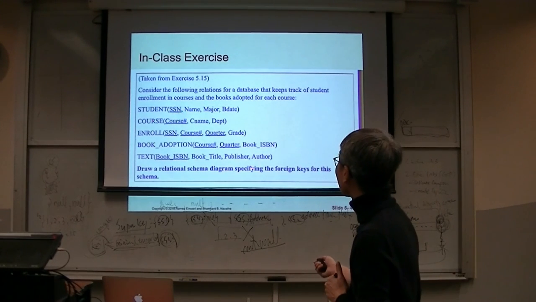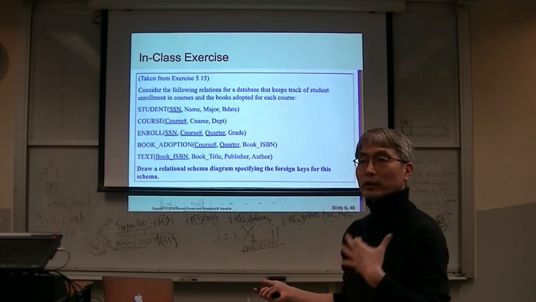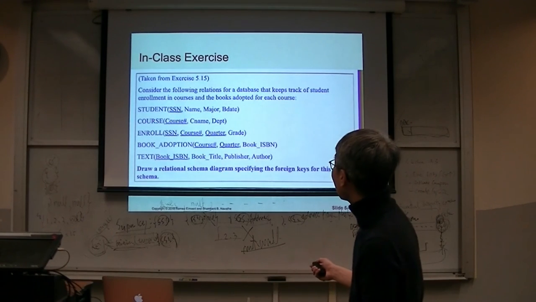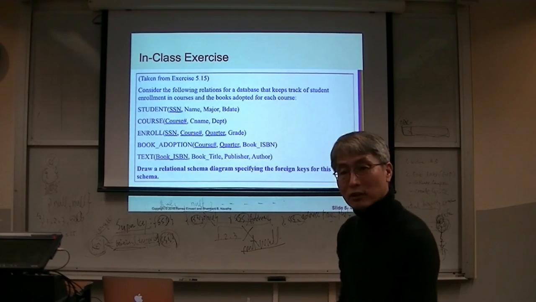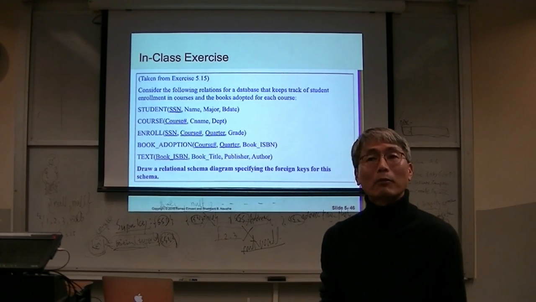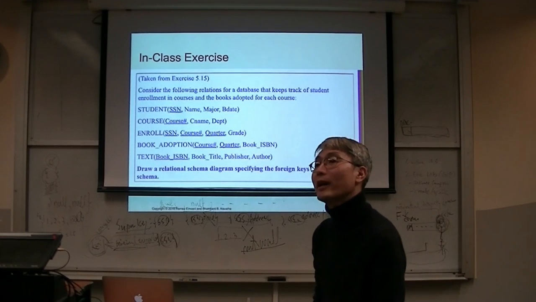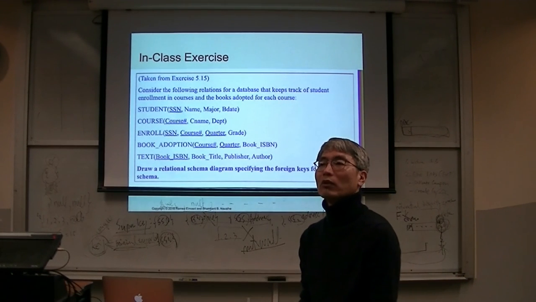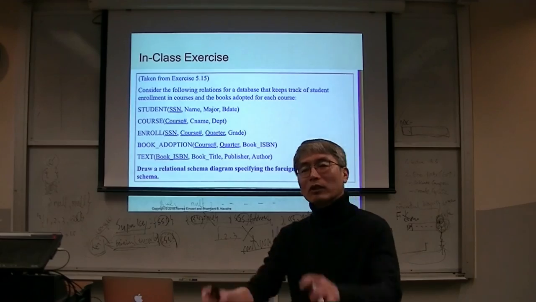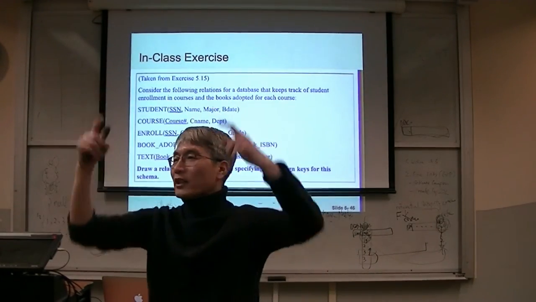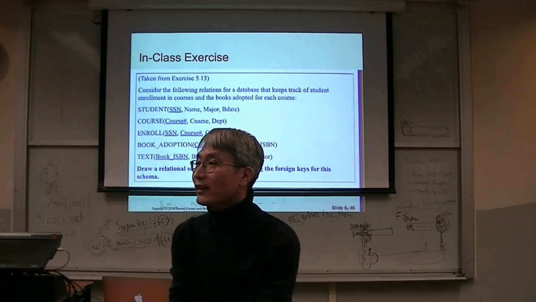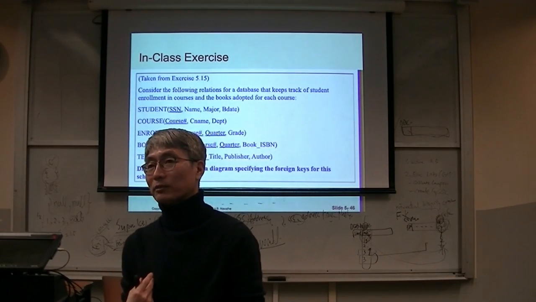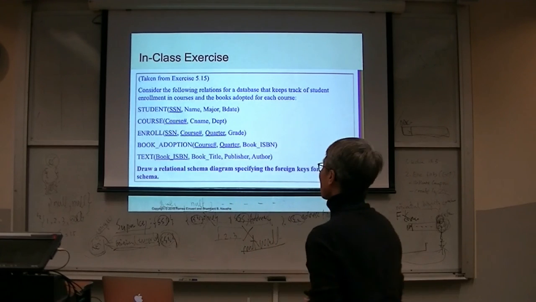Regarding the foreign key, you can imagine with your common sense, for example, social security number should refer to social security number in student. From the names of attributes, you can identify as many foreign keys as possible and draw the relational schema diagram. So next class, it takes just a couple of minutes, draw the relational schema diagram by hand and bring it to the classroom. Okay? So that's your exercise.